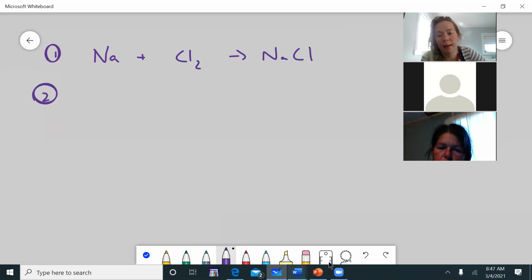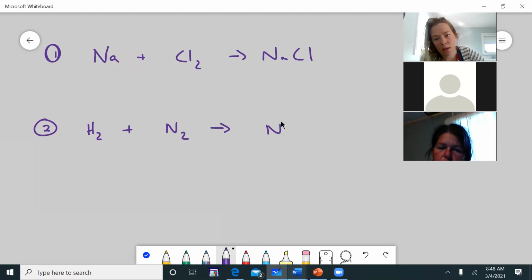Okay, so you're going to start balancing these. Give us a little more space. 2. I got to come up with some of these. Let's say we've got hydrogen gas plus nitrogen gas to produce ammonia, NH3.